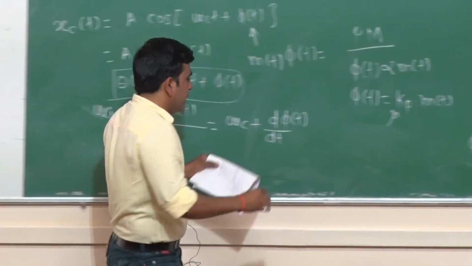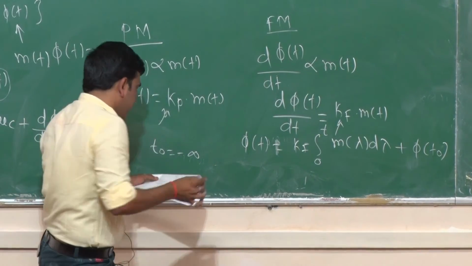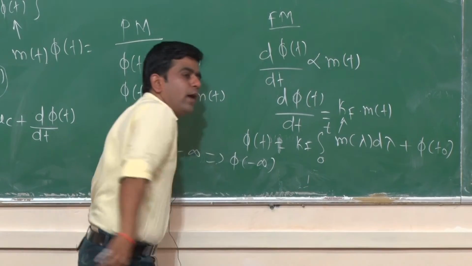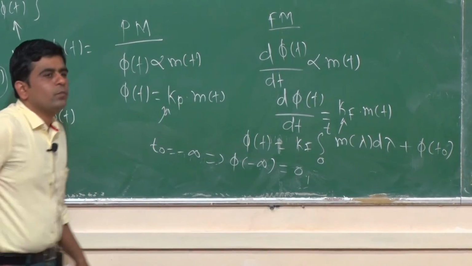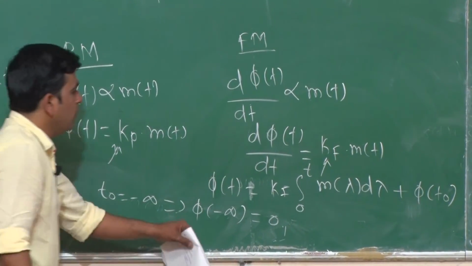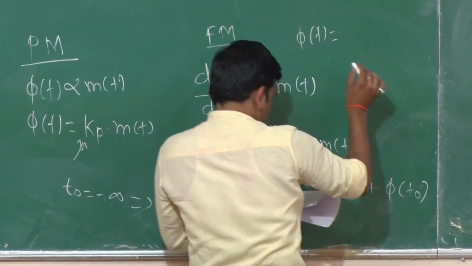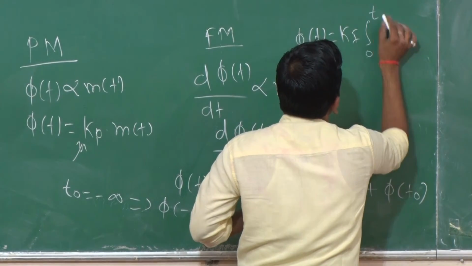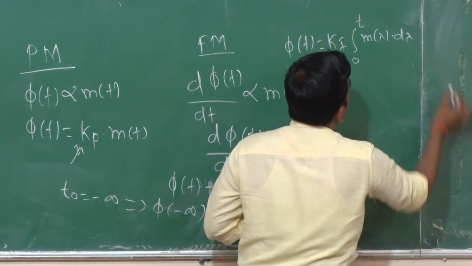And when we consider t0 is equal to minus infinity, this gives phi of minus infinity equal to 0. So we will get phi of t is equal to kf integration from 0 to t m of lambda d lambda.